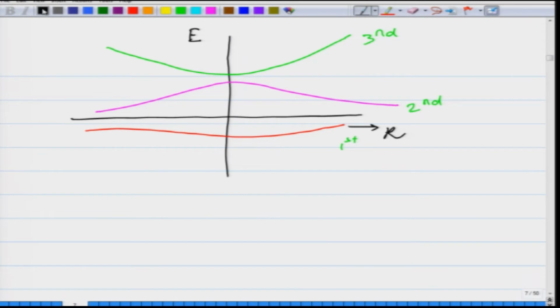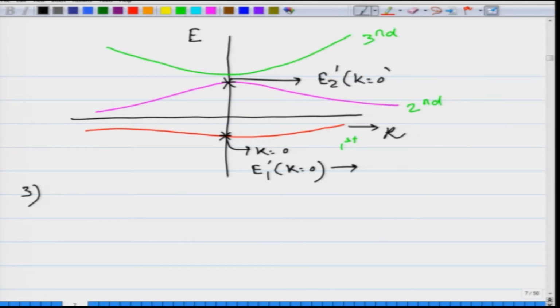Now, the third problem states the lowest value of energy in the first band. So, in the first band, the lowest value of energy is at k equals to 0. So, the energy of the first band at k equals to 0 is the lowest value of the first band. Similarly, the highest value of energy in the second band is also at k equals to 0. So, this at k equals to 0 gives us the highest value of the second band.